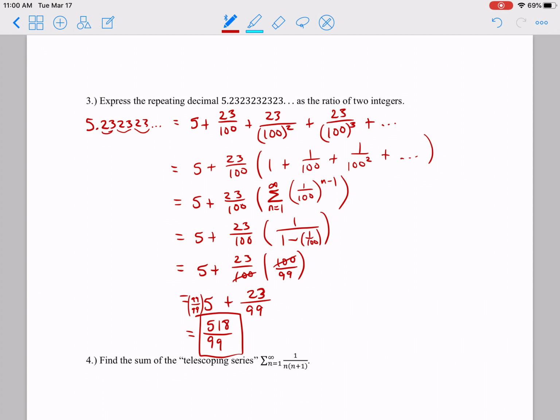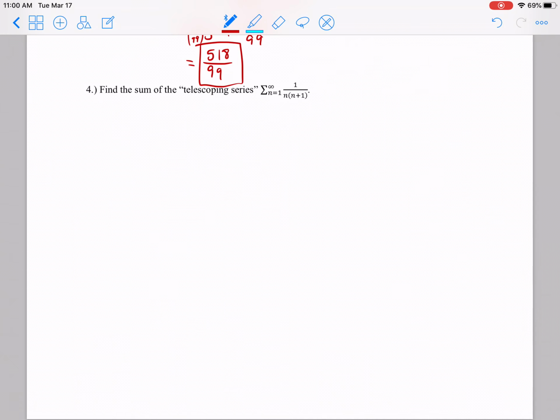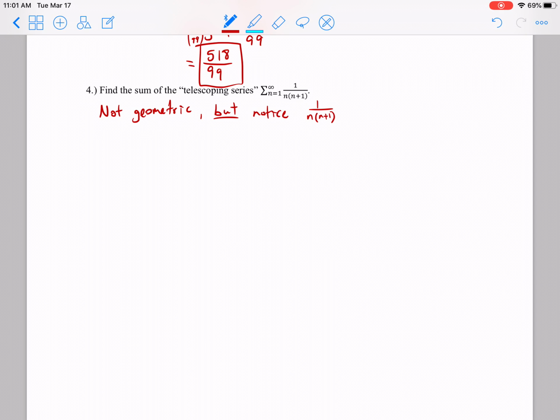And let's go ahead and look at our last example for this video, and it's finding the sum of the telescoping series. You can't see me doing the air quotes with my fingers, but for some reason I did it anyway. And we've got this summation here. If you notice, this is not a geometric sum. All right. But, big but, notice we can rewrite this, 1 over n times n plus 1. If we think of the partial fractions we've been doing, we can write this as 1 over n minus 1 over n plus 1, like that.